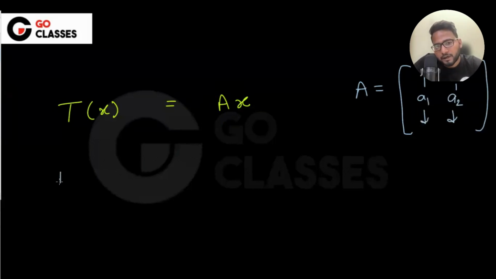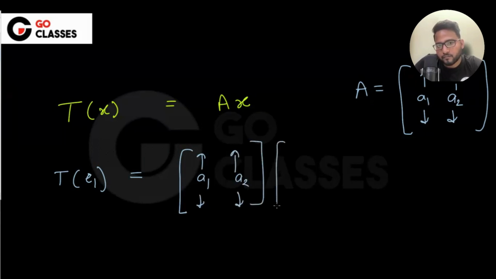Now you tell me T of E1. E1 is a standard basis. You tell me T of E1, what will it be? It will be A1, A2, and instead of X, I have E1, which is 1, 0. Isn't it A1? Isn't it A1? T of E1? Tell me.